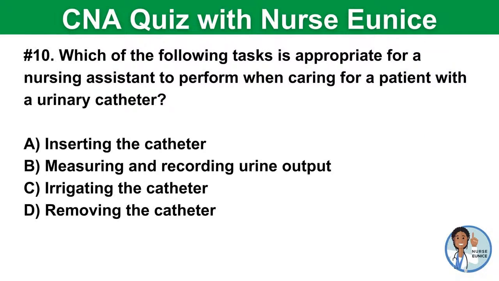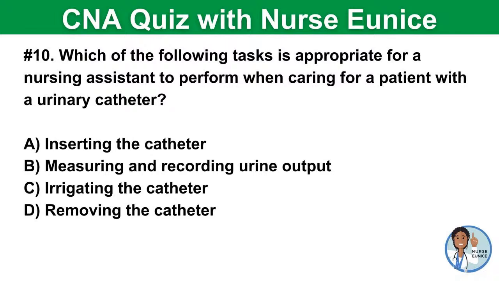Number 10, which of the following tasks is appropriate for a nursing assistant to perform when caring for a patient with a urinary catheter? A, inserting the catheter. B, measuring and recording the output. C, irrigating the catheter. Or D, removing the catheter. What is the appropriate task for a nursing assistant who's not been trained to work in a hospital? You're not doing any insertion. You're not doing any removal. So what do you do instead?